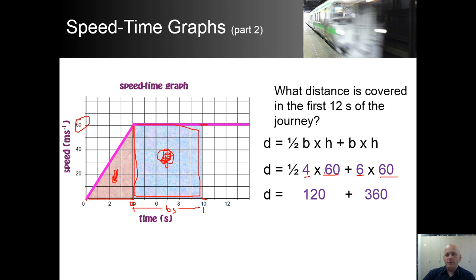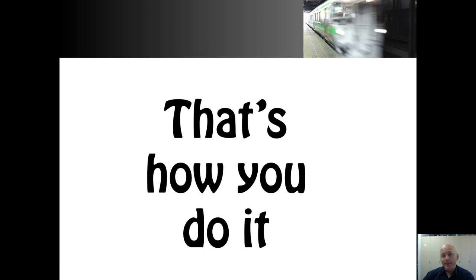So 1/2 times 4 times 60 is 120. 6 times 60 is 360. Now all we have to do is add that up, and we get 480 meters. Very simple. You should be able to do this on your exam. And that's how you do it.